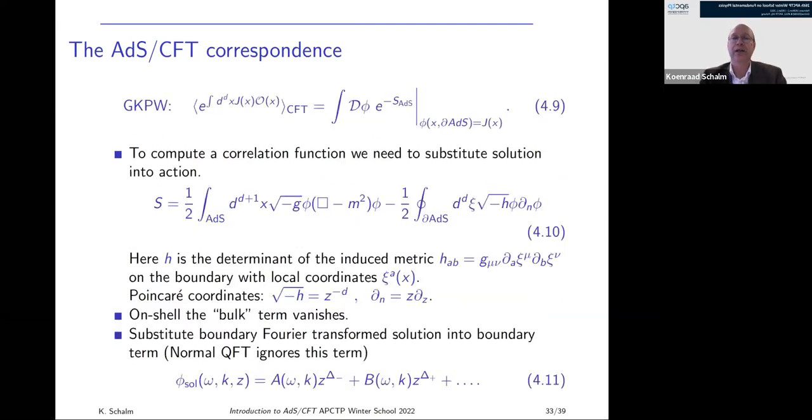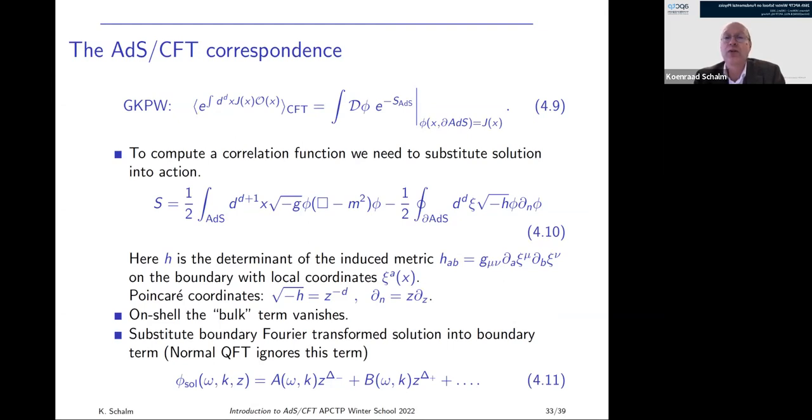Okay, so now we are ready to compute a correlation function with the GKPW. On the right-hand side, you see the path integral over fields phi in AdS. And here we do the usual thing that we always do in quantum field theory. We approximate the path integral by its saddle point.